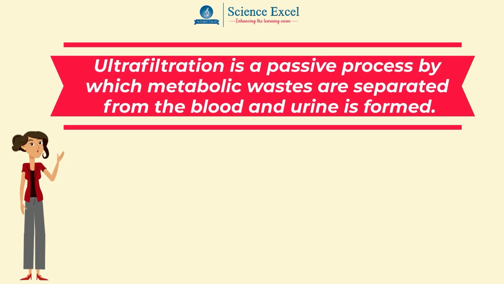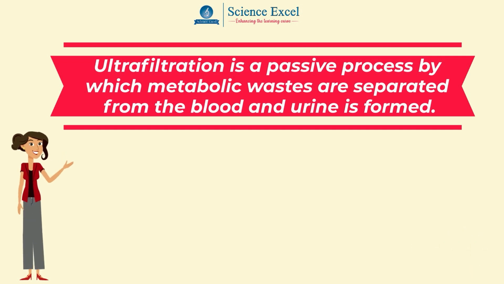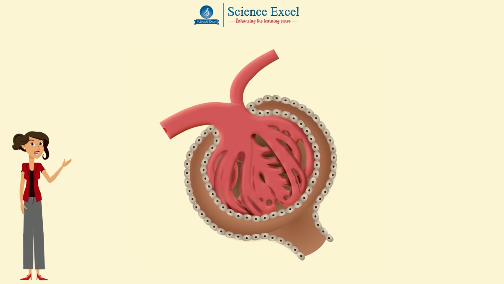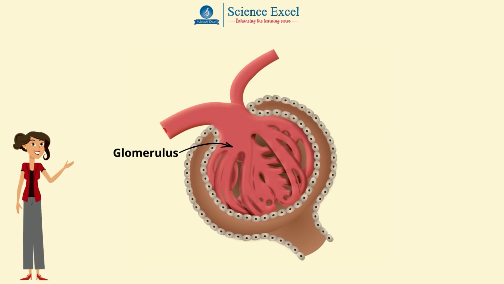Ultrafiltration is a passive process by which metabolic wastes are separated from the blood and urine is formed. It is the non-specific filtration of the blood under high pressure which occurs in the Bowman's capsule of the nephron. Blood that is about to be filtered enters the glomerulus, which is a tuft of blood capillaries nestled inside a cup-like sac located at the end of each nephron called a Bowman's capsule.